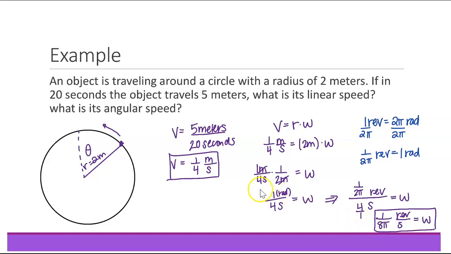Okay. So it's really just about recognizing that linear speed is a distance over a time, and angular speed has to be a revolution over a time, and knowing the relationship between 1 revolution and 2 pi radians.